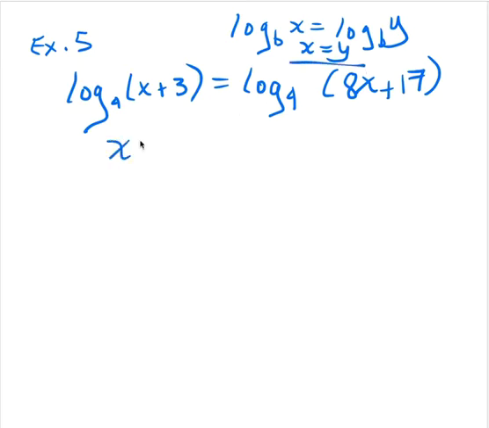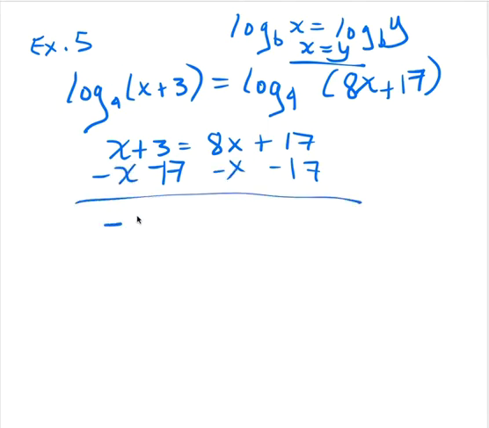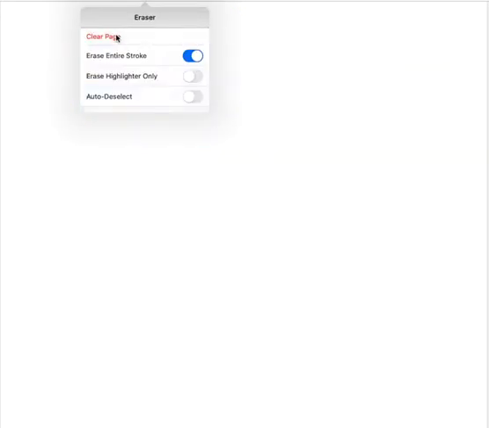So I can do that here. x plus 3 equals 8x plus 17. Subtract 17 from both sides, and then subtract x, and I end up with negative 14 equals 7x. So x is going to equal negative 2. All right, so that's extra example 5. And then I think I just got one more here.